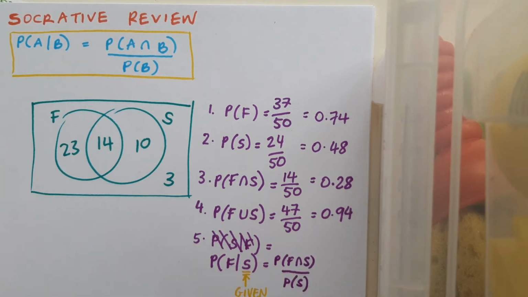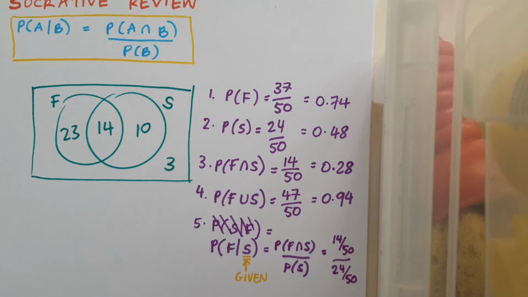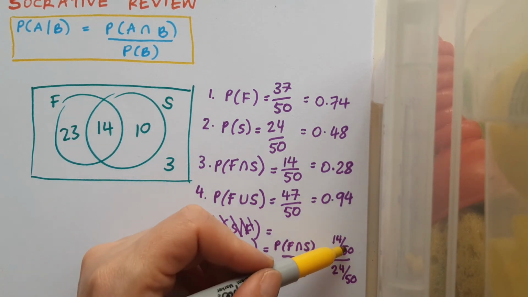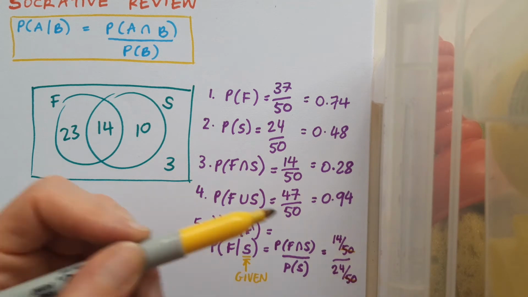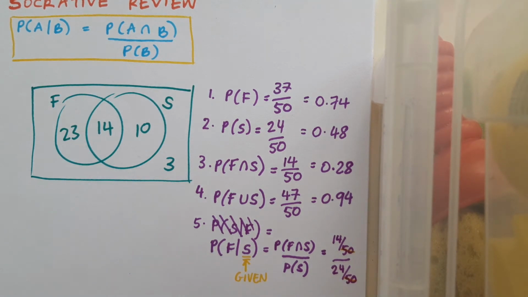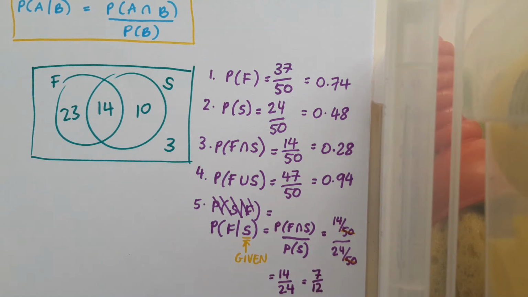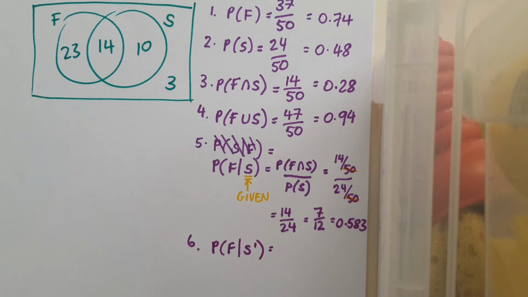So in this case, that's the probability of F intersection S over the probability of S, which is 14 over 50 over 24 over 50. If you write it in this way, of course, you could write it as 0.28 over 0.48 as well if you liked. But if you write it as a fraction, just note that since the denominators are the same, you can cancel those out. And that leaves you with just 14 over 24, which you can cancel down to 7 over 12, or 0.583.